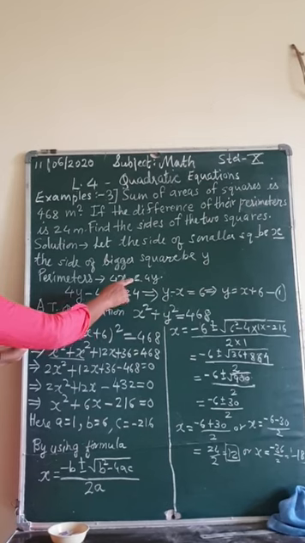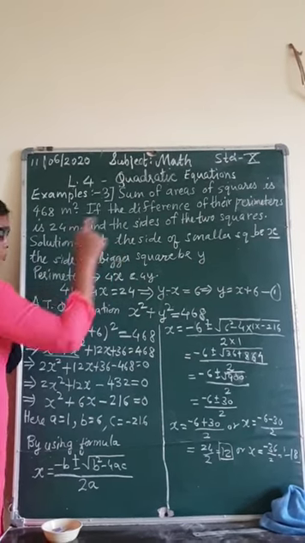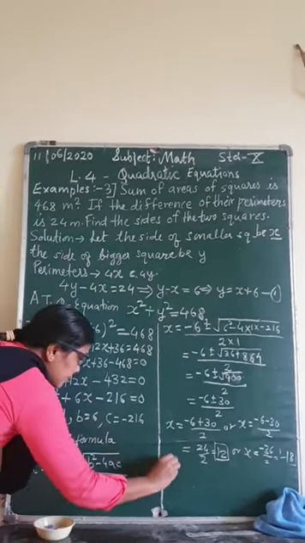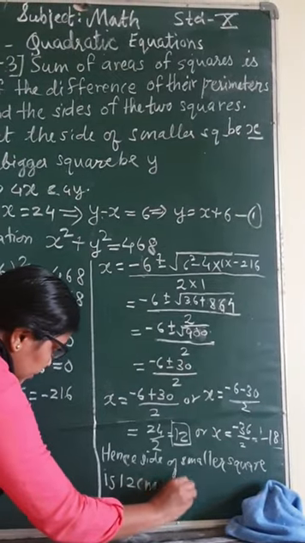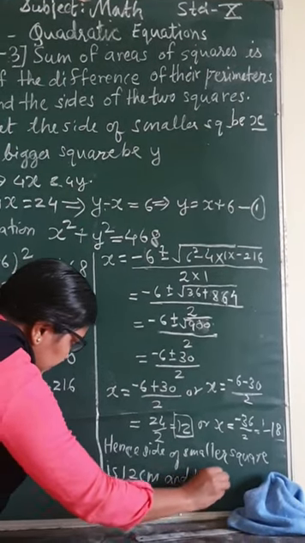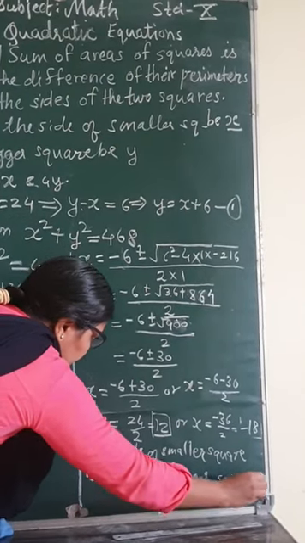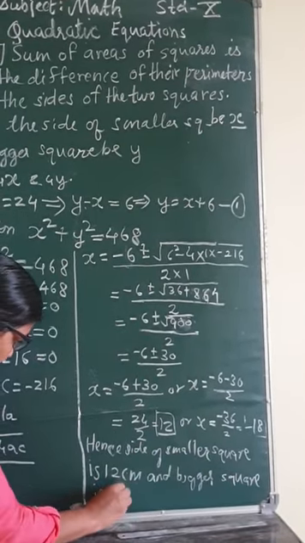And what have we taken x as? We have taken x as the side of smaller square. So hence, the side of smaller square is 12 centimeter and bigger square is 12 plus 6, that is 18 centimeter.